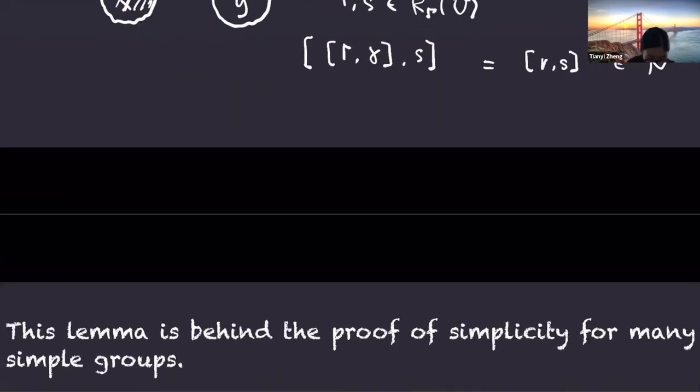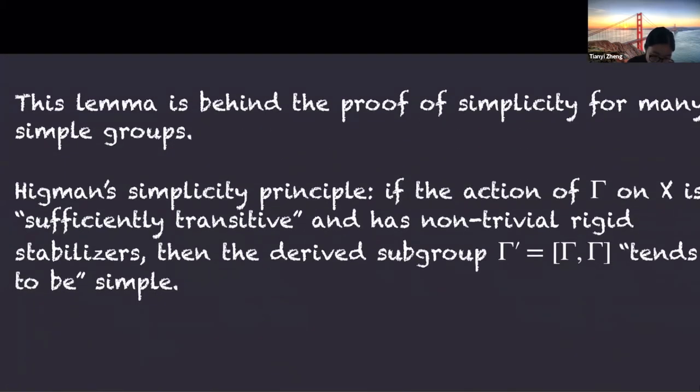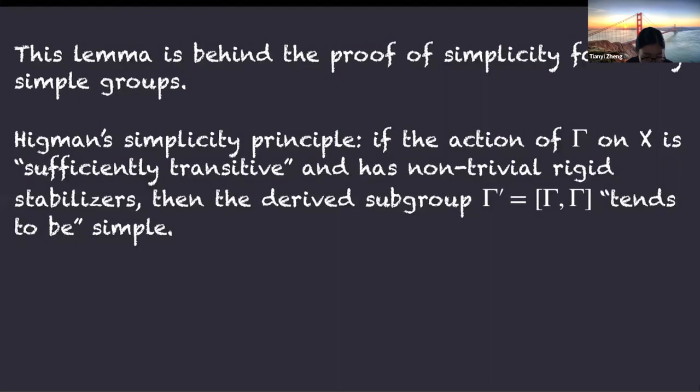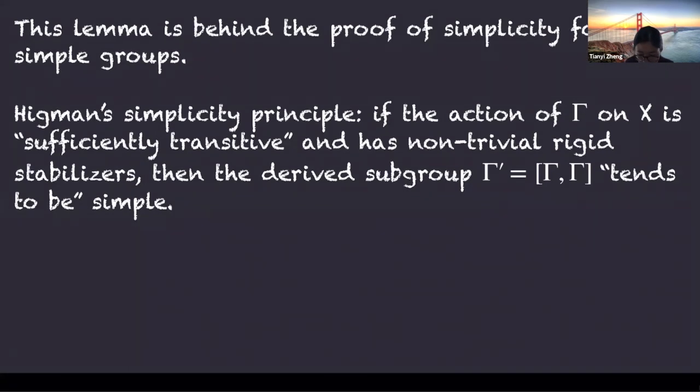So this lemma appeared very early, and it was used to prove simplicity in many well-known examples of simple groups. This is a meta principle that goes back to Higman's simplicity theorems. It's stated vaguely here: if you have some gamma acting on X that is sufficiently transitive, and you have non-trivial rigid stabilizers in, say, all open sets, then the derived subgroup of gamma tends to be simple.